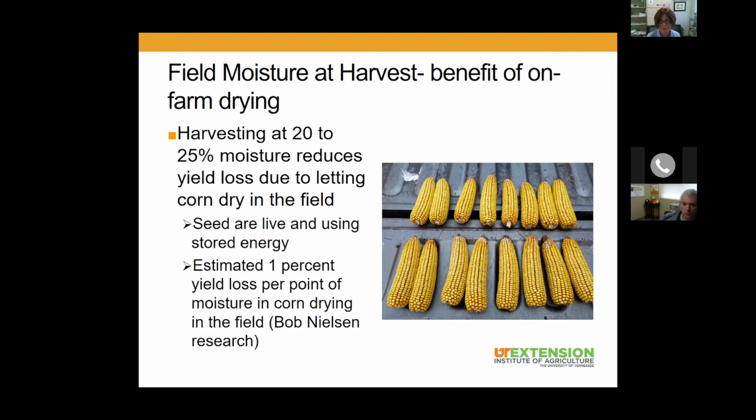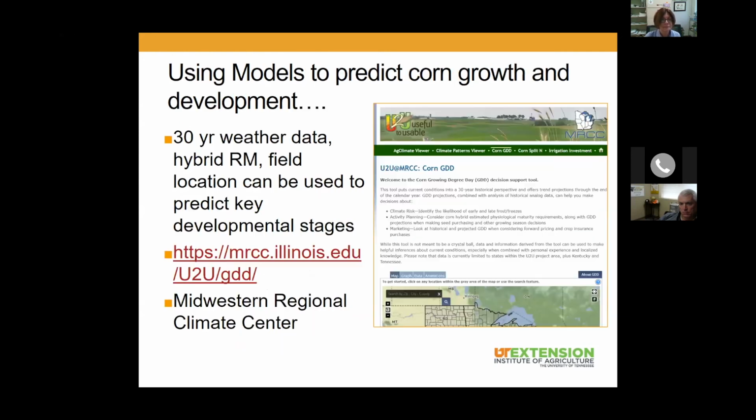And at some point, it's going to be economically feasible to go in and get that corn earlier and try to dry it down in the grain bin. And again, I think Sam is going to address some of this other information as well. So I've got one more slide here.